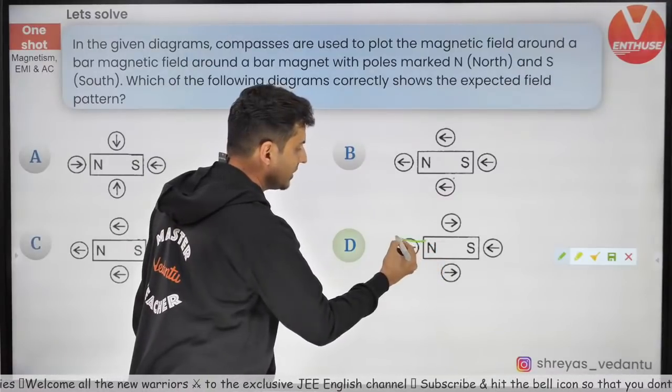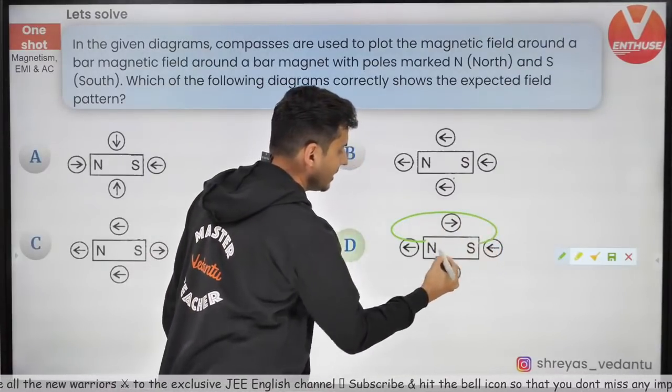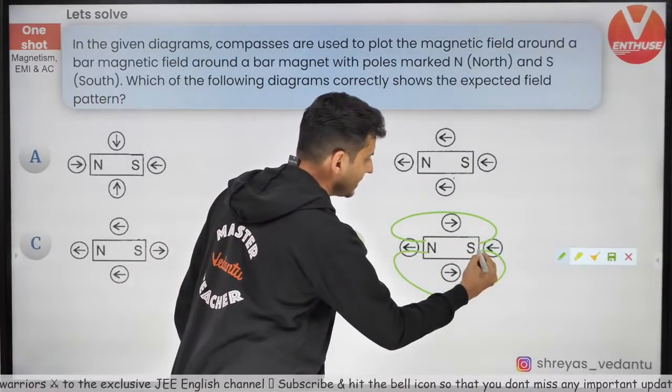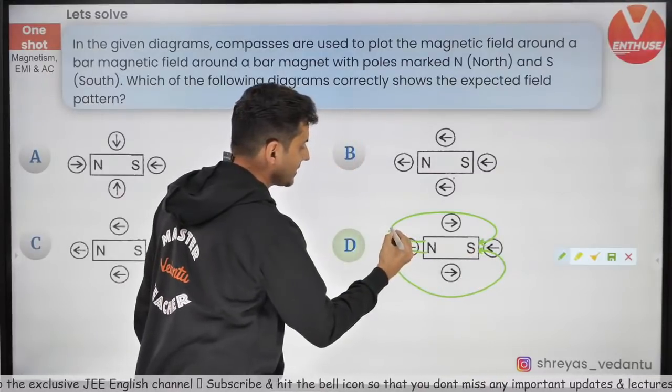It starts from the North Pole, it will go like this, and it will come over here. These arrow marks are very important.